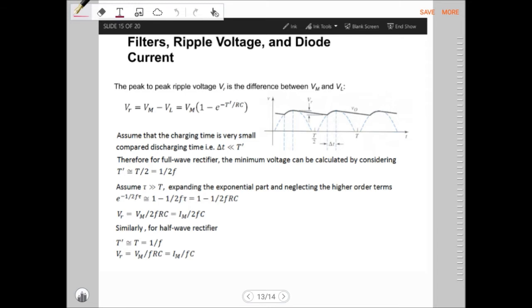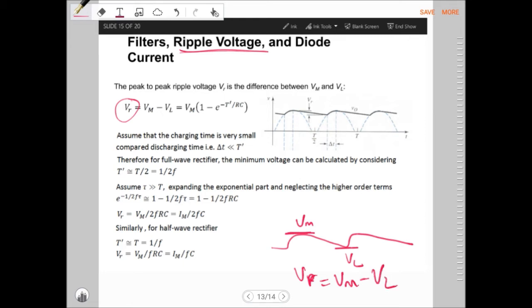Now, our aim is to calculate the ripple voltage. The ripple voltage here, VR, is the difference between the maximum Vm and the lowest VL. So VR is Vm minus VL. This is the equation here, and you know what Vm and VL are from the previous slide. Just put the values in, then you get the ripple voltage equals Vm times 1 minus exponential minus T prime over RC. Okay, very nice.